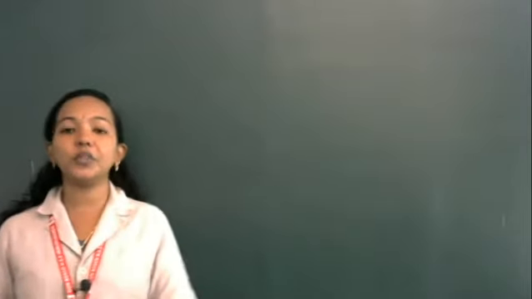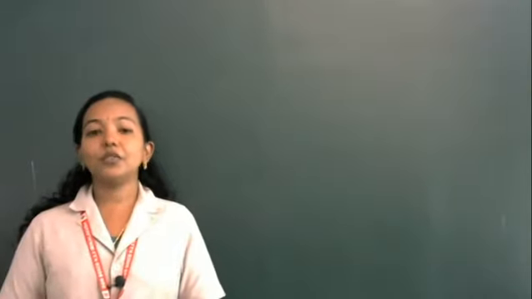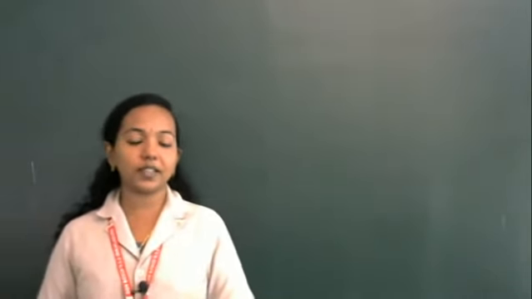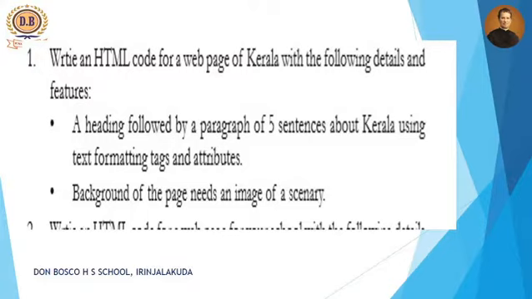Okay, so I included two questions, question number 1 and question number 2, from your textbook. I will explain two questions; the remaining questions you should do yourselves. Okay, so I will explain the first question. Question number 1. In question number 1, we are going to create an HTML code for a web page of Kerala with the following details.